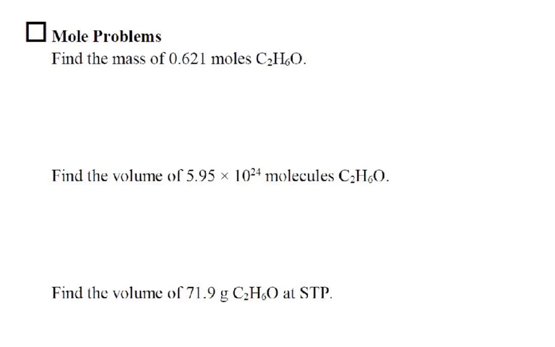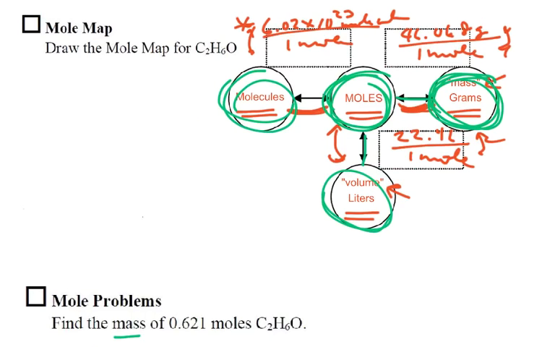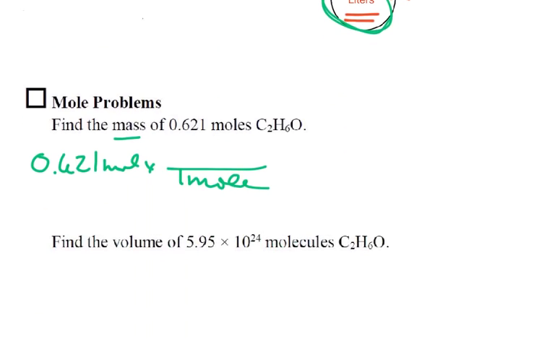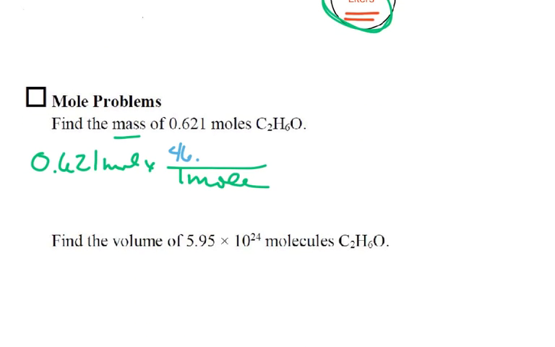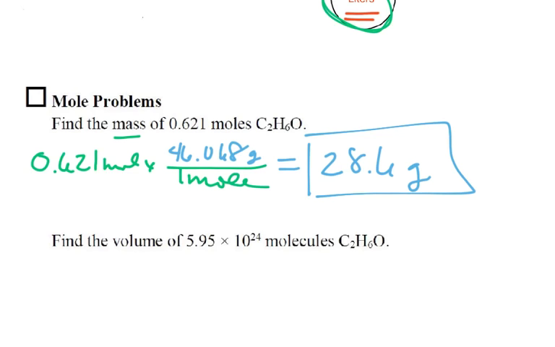Find the mass, that means grams, of 0.621 moles of C2H6O. So we have to find our starting number, so 0.621 moles. And we're going to say 1 mole. Now we say, well, what can I use to get to grams? So if we go back here, this mole fact here will get us to grams. So we want to use our 46.068 grams. And we're just going to multiply those 2. And when I do that, I get 28.6 grams of C2H6O.